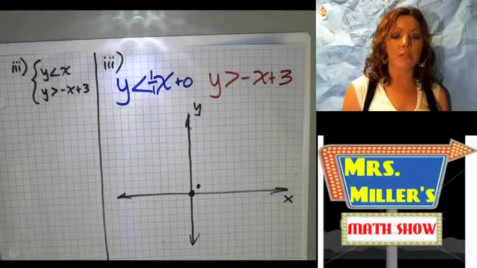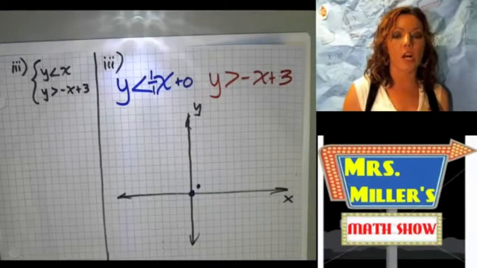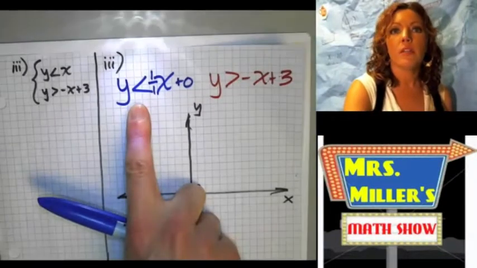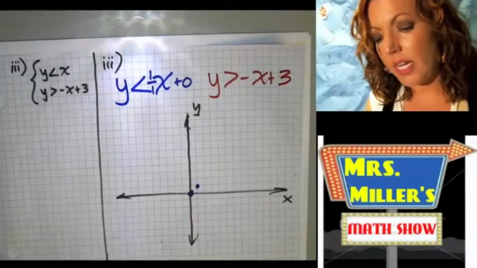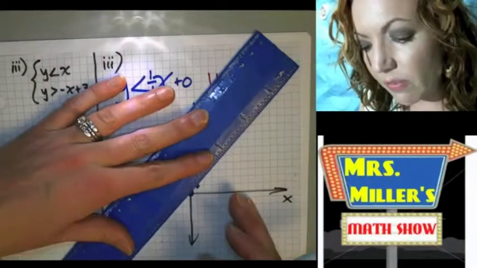Dashed. Somebody convince me that it's dashed. Why is it dashed as opposed to solid, if I'm looking at that? Barry. Less than, it's not less than or equal to. Good. It's just less than, not less than or equal to. Give it up for Barry.